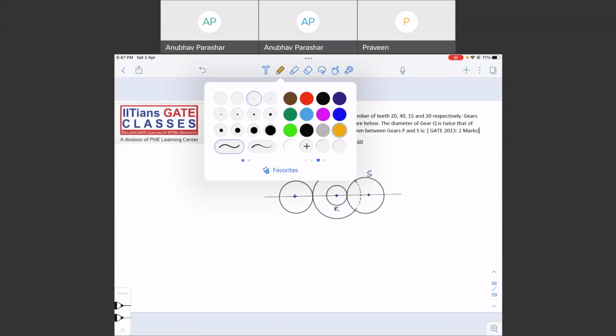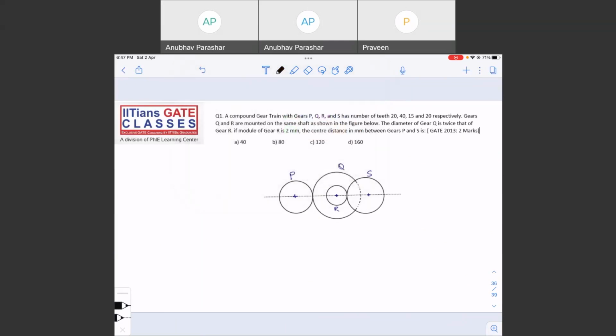Okay, this is again a good question, and this is a compound gear train. P is connected to Q, right? And Q and R, they are mounted on the same shaft. R is connected to S, right? But this is not a question about speed ratio. Instead, this question is about center distance. Let us attempt this question.